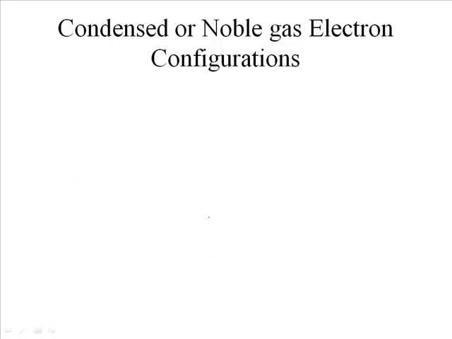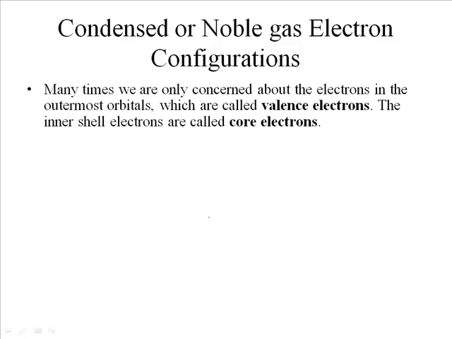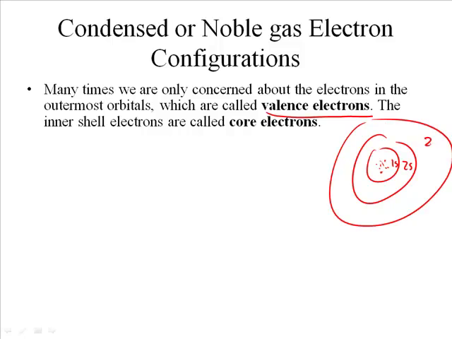Okay, a lot of times, too, instead of writing out the whole electron configuration, you can write what's called the noble gas or the condensed electron configuration, and that is where you only show the valence electrons. So if you have something like oxygen, where you've got the 1s electrons, the 2s electrons, and the 2p, and I'm just going to write them as circles even though we know they're not circles. The valence electrons are the ones in the last energy level, so it's the last s and p.